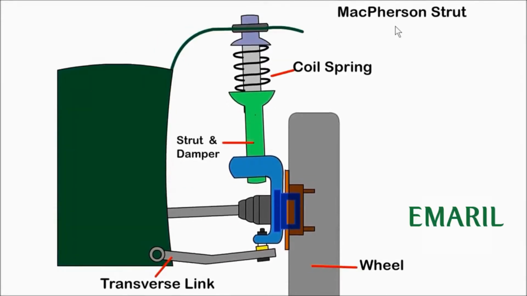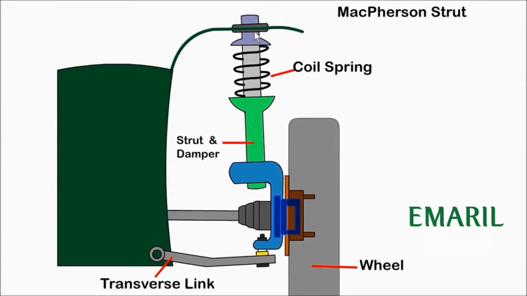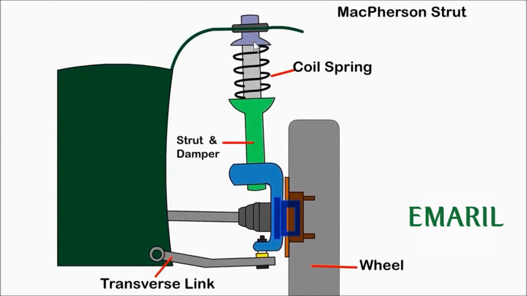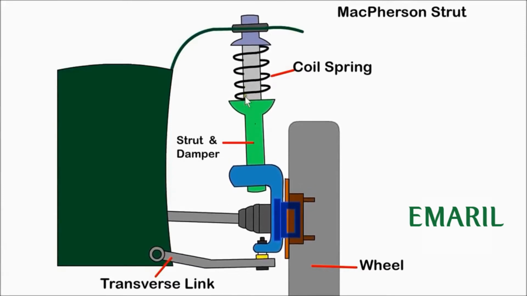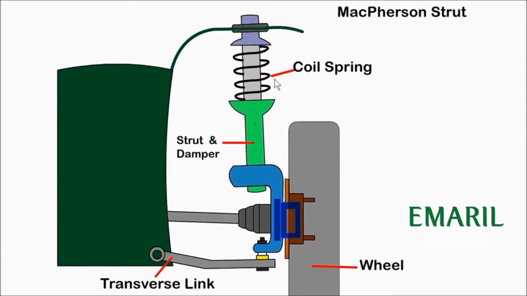The McPherson strut has a telescopic strut anchored at the top by a flexible rubber mounting. The top mounting includes a bearing which allows the complete strut to swivel and steer the car. The transverse link is connected to the strut with a ball joint. To absorb road shocks, a coil spring surrounds the strut, which also contains a damper.